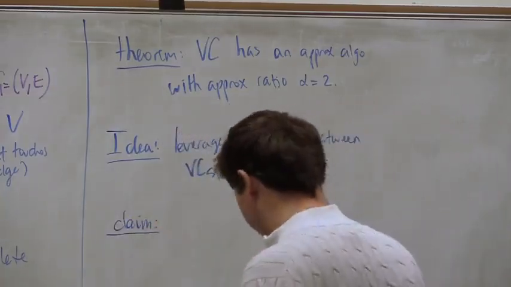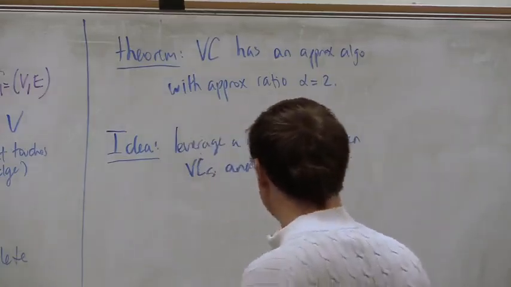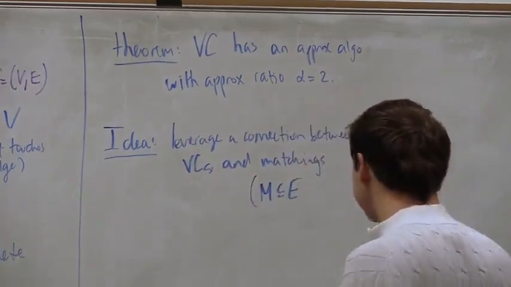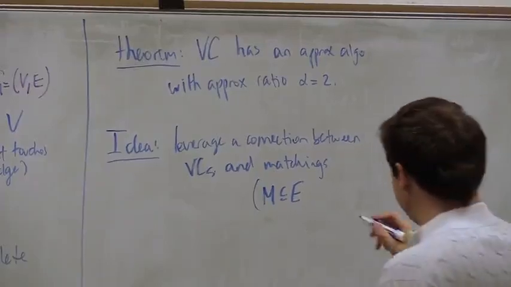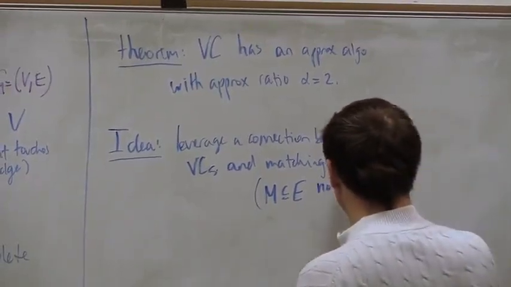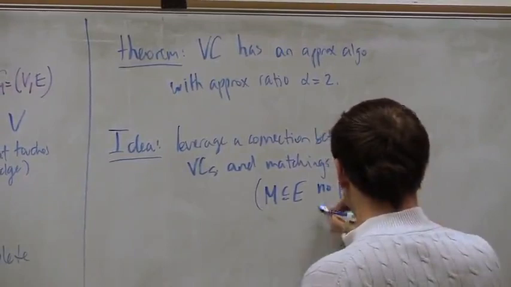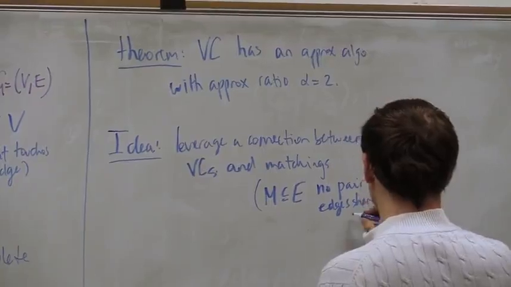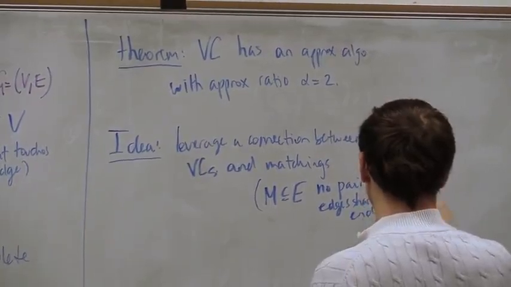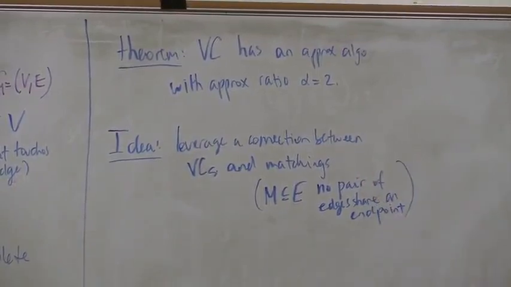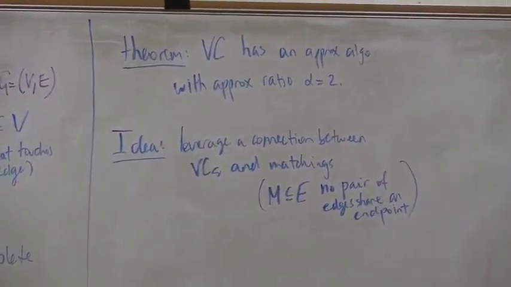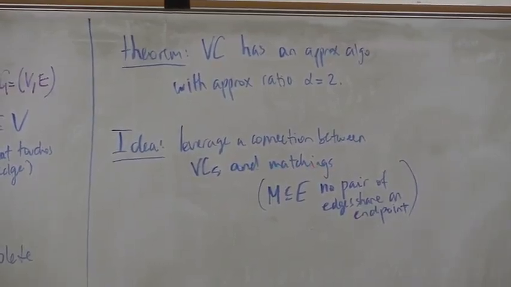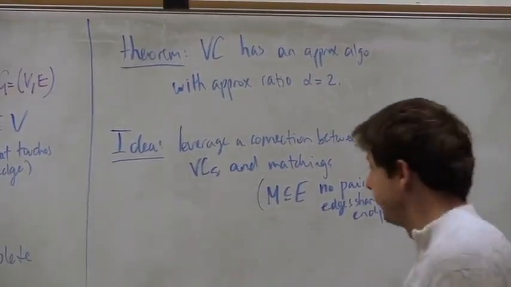Let me also remind you, we already came across matchings, but what is a matching? It is a set of edges where no pair of edges share an endpoint. So the edges are kind of disjoint. If you plot them, or look at them in a drawing, they don't touch one another. These are separated edges.